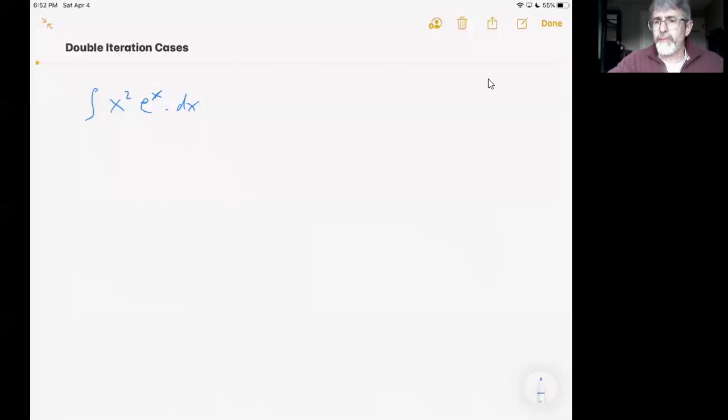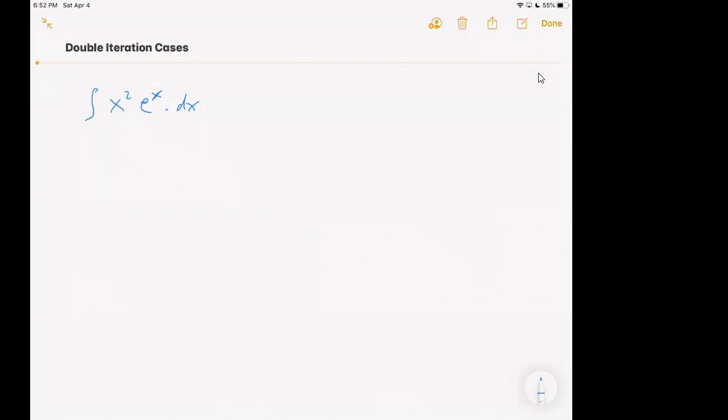Okay, so we've looked at some of these simpler cases. Now let's look at some cases that are slightly more complex. I call these double iteration cases. And you can see here, instead of having x e to the x, we have x squared e to the x. So we have our choices just like before.